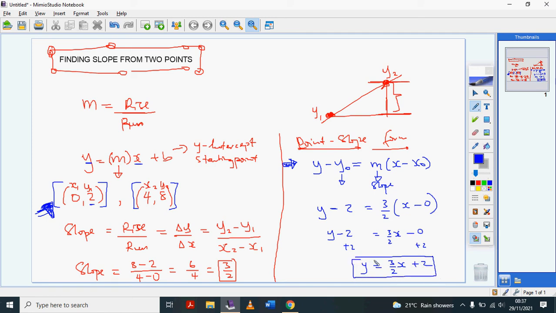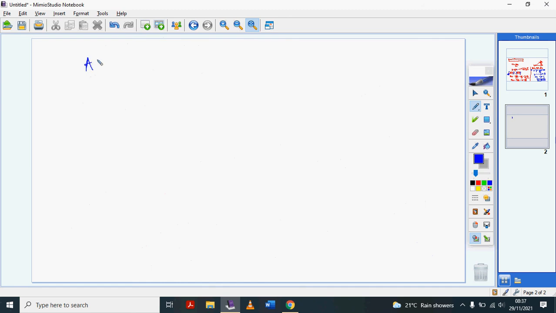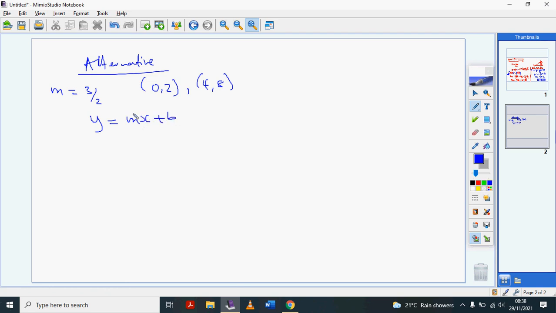So this is one way of doing this problem. I'm going to show you an alternative second way of finding the equation. Remember, I had my slope as 3 over 2, I had my points as x is 0, y is 2, and x is 4, y is 8. So the alternative is, you want to find this equation, y is equal to mx plus b. You've already found the slope, the m, right? But you don't know what the b is, right?